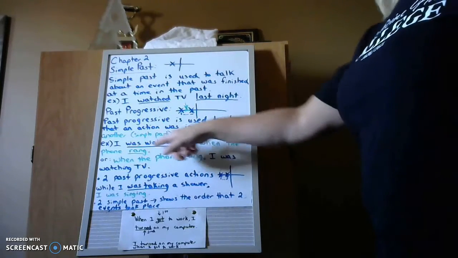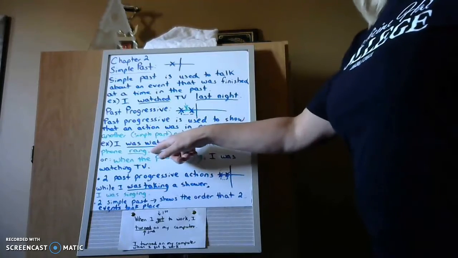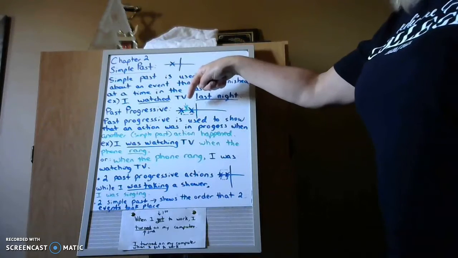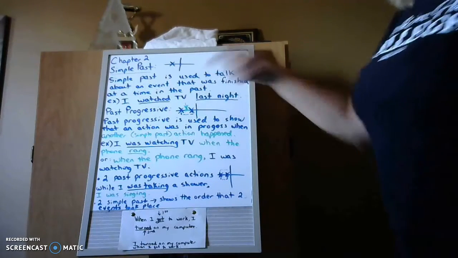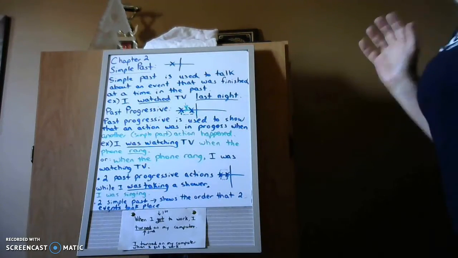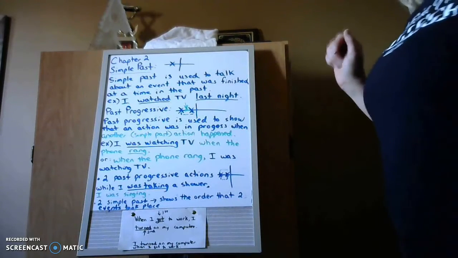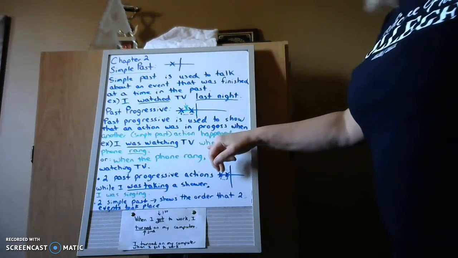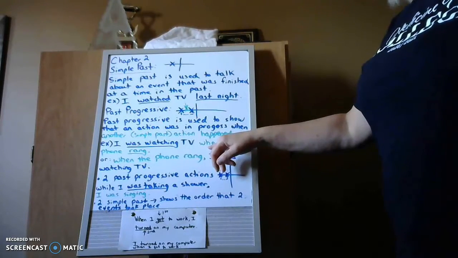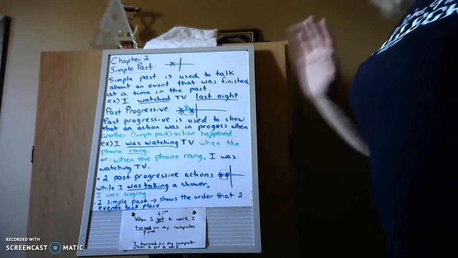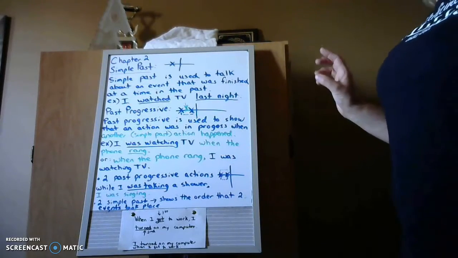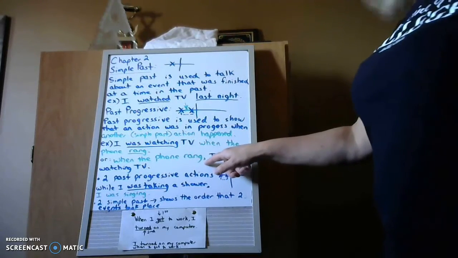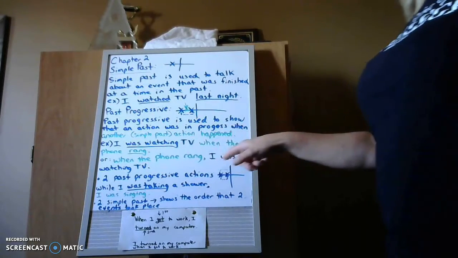So I was watching TV when the phone rang. Okay, so the phone ringing interrupted my watching TV time here. And remember, when we have two clauses, if we have when or while or any of those other words in the middle, don't put a comma. But if I did it like this, when the phone rang, comma, I was watching TV.